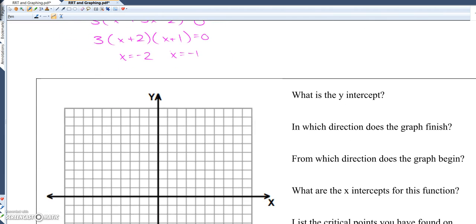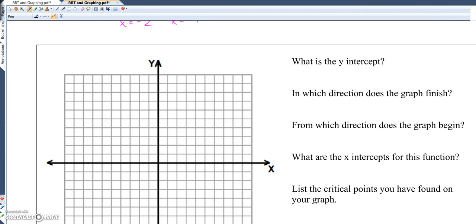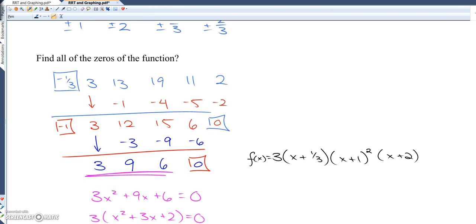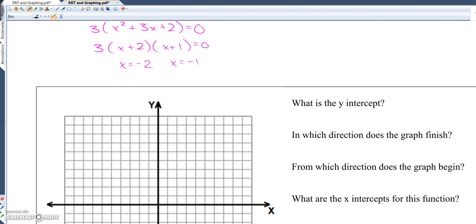It says, what is the y-intercept? Well, the y-intercept comes from when you plug in x is 0. Plugging it back in right there, you can tell for a fact right away that should be 2. It says, in which direction does the graph finish? That means you're supposed to be looking at the leading coefficient. Is it positive or negative? It's positive, therefore the graph finishes up.